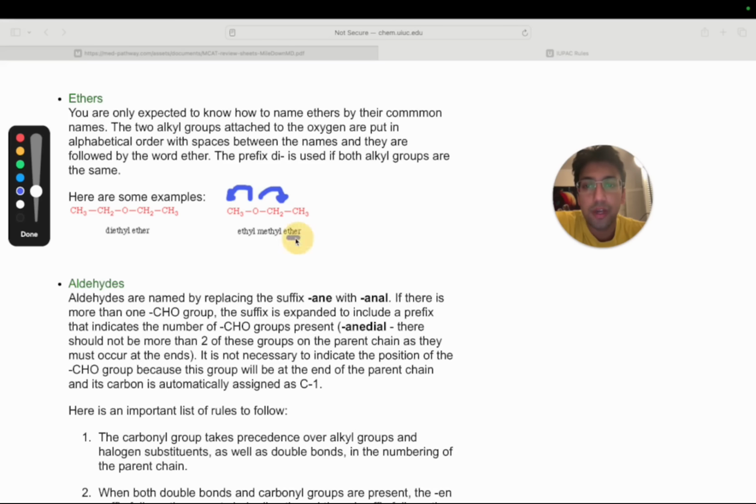So here you end with ether, and then what's on each side? One is a methyl and the other one is ethyl. So this is just ethyl methyl ether. What's on each side of this oxygen here? There's one ethyl and there's another ethyl, so it's diethyl ether.